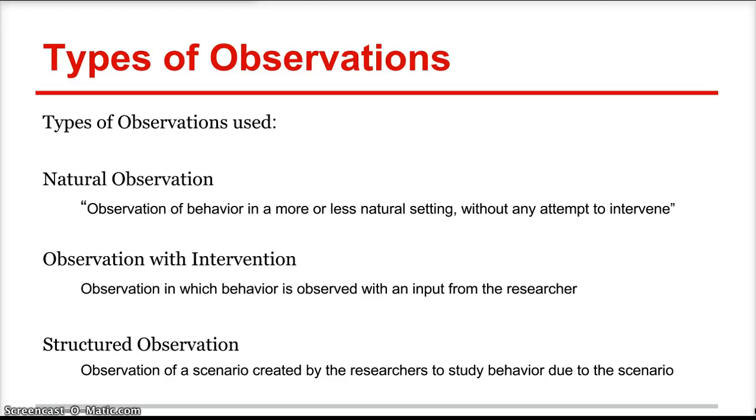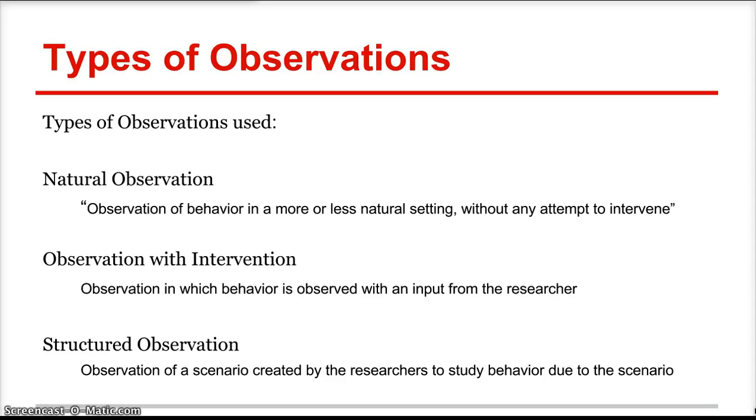The type of observations that we use most commonly are natural observations: observations of behavior in more or less natural settings without any attempt to intervene. Observation with intervention: observation in which behavior is observed with an input from the researcher. Structured observation: observation of a scenario created by the researchers to study behavior due to the scenario.